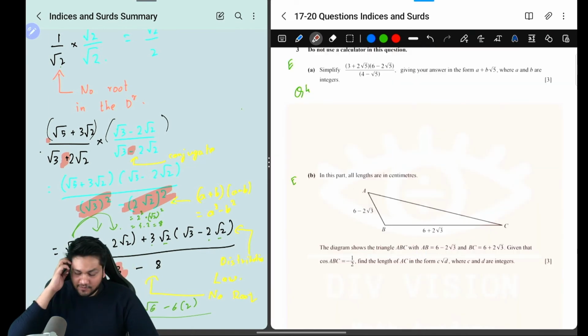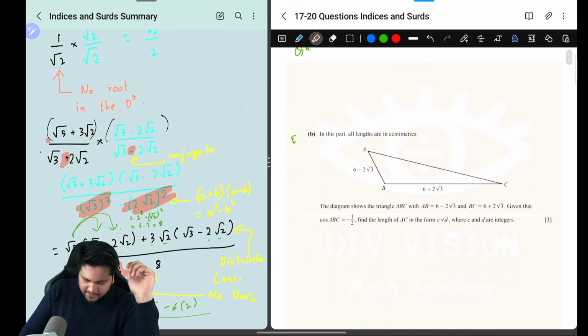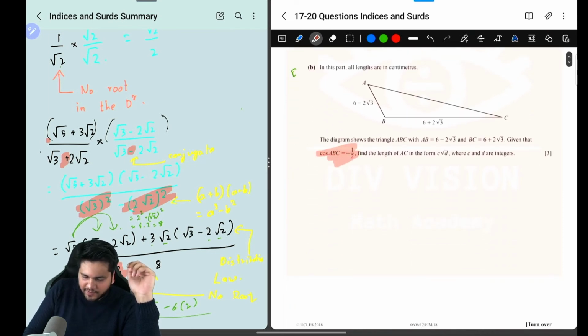Now, there are so many questions in the past papers. So I'll just discuss some of the questions which can give you an idea of how you have to deal with them. As you can see in this equation, they're just asking you to rationalize it. It's very simple. Here we have cos ABC is equal to minus 1 by 2. So they have given this value as minus 1 by 2, and you need to find this AC.